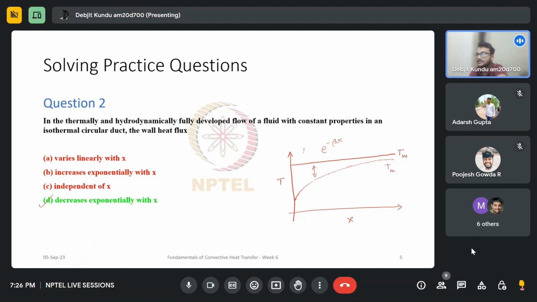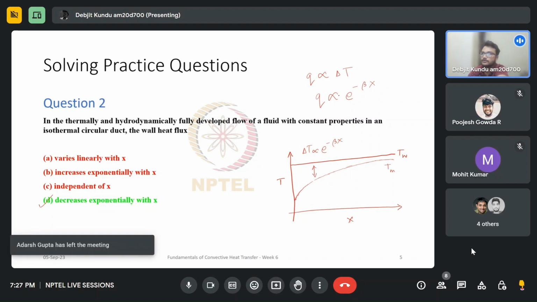So this delta T was proportionate to this, and Q, as we know, is proportionate to this delta T. And since this is a function which decreases exponentially with x, Q will also decrease exponentially with x. Here beta is some constant, don't worry about it. But the nature of Q double prime wall, the wall heat flux, this decreases exponentially with x.